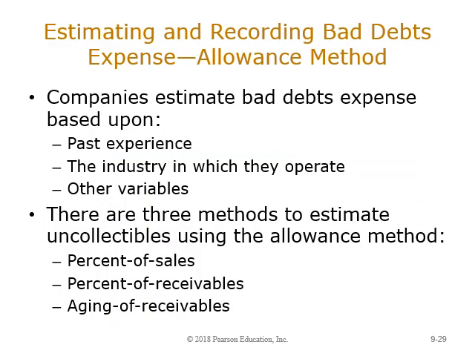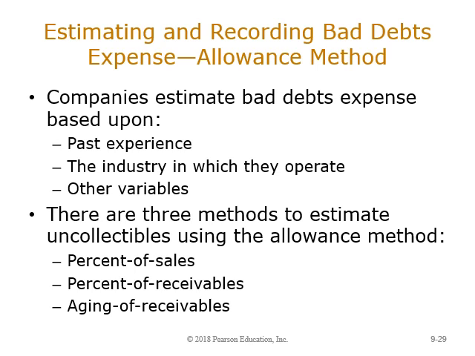When we are getting ready to estimate our allowance for bad debt expense, we can use several different variables that we have on hand. We can estimate them based on past experience, on the industry in which they operate, and other variables to take into consideration. It could simply be how the economy is doing at the time, those types of things.